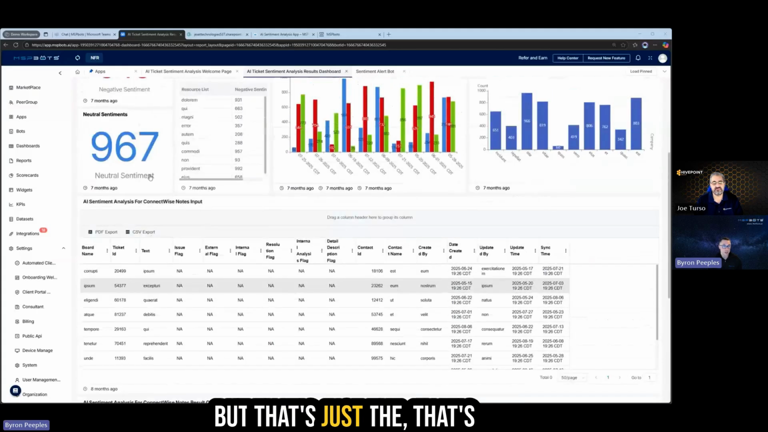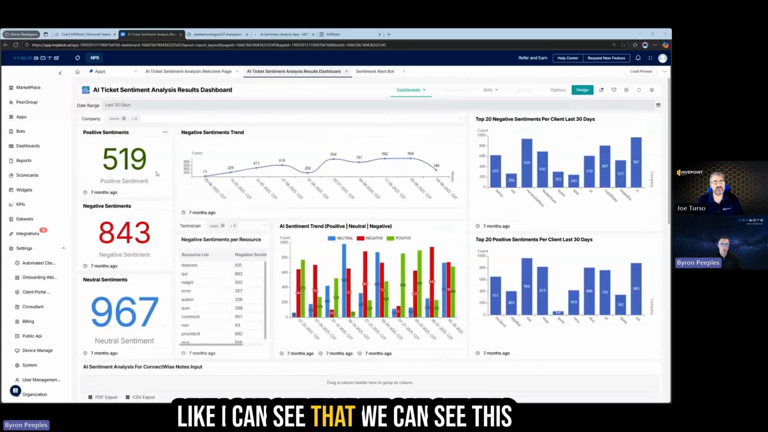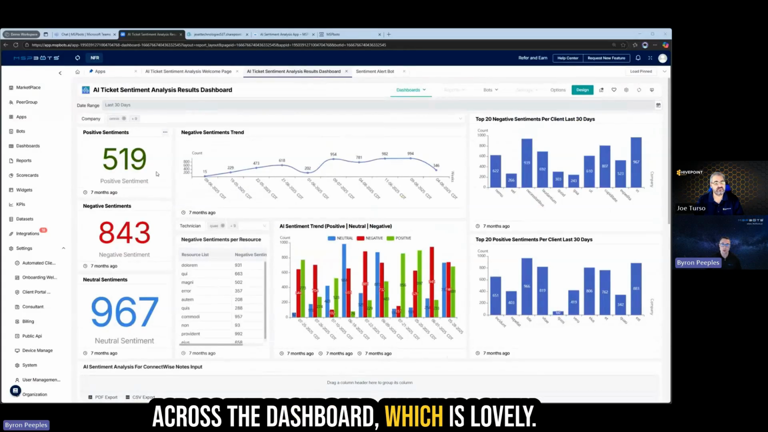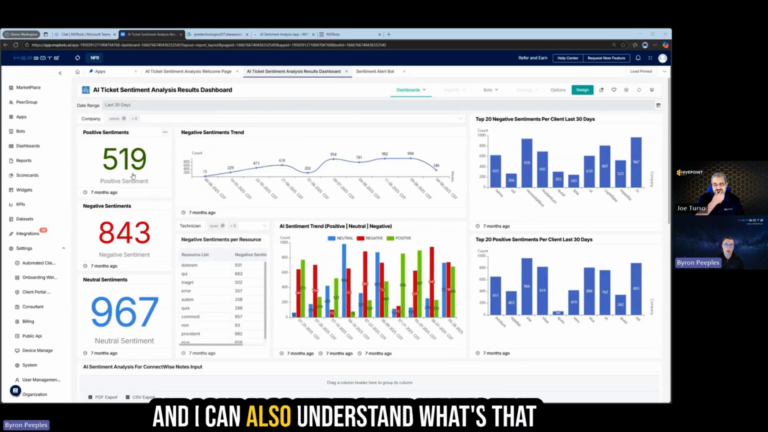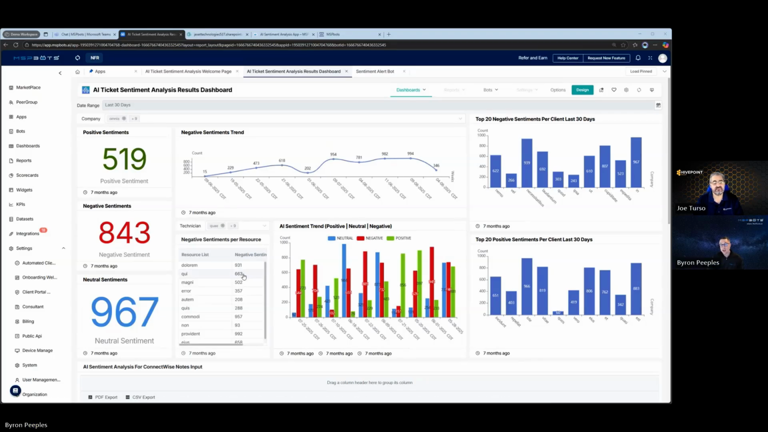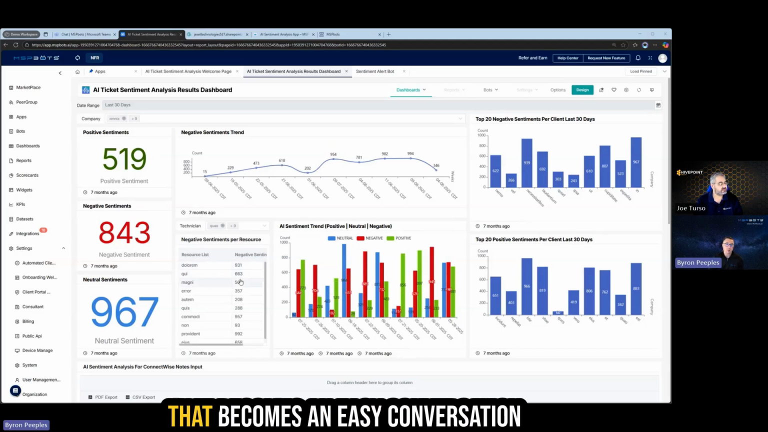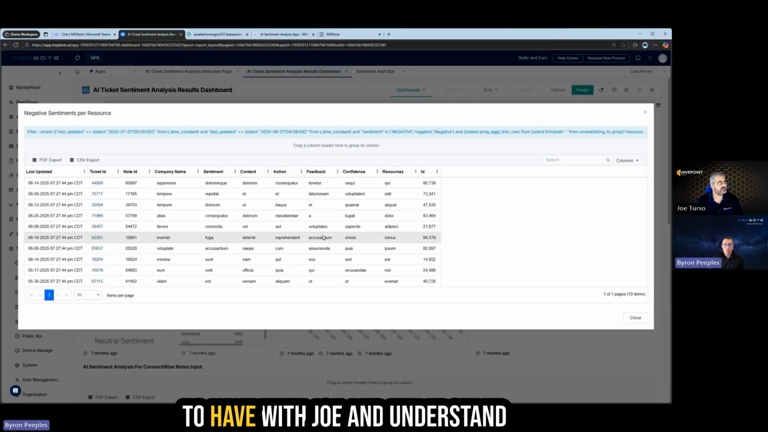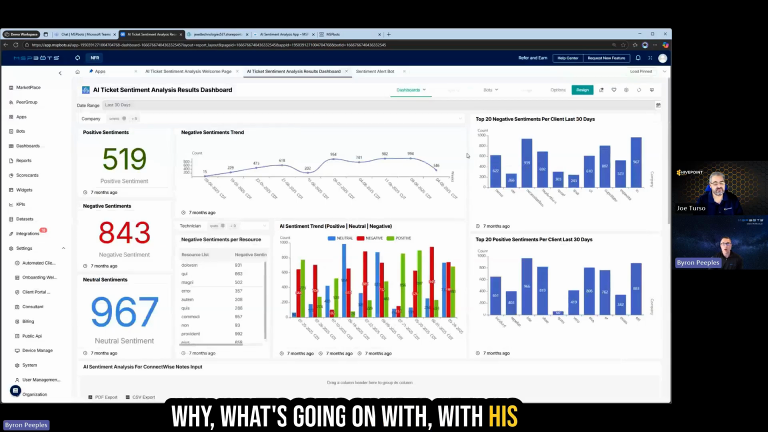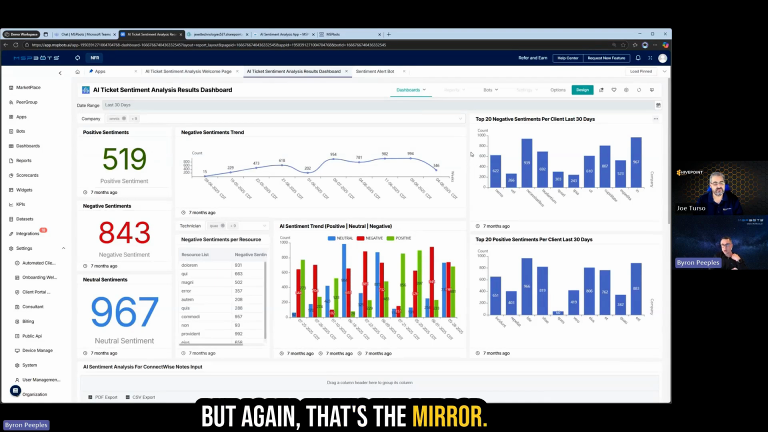But that's just the mirror, right? We can see this across the dashboard, which is lovely. And I can also understand what that sentiment trend is amongst my resources. If there's negative sentiment across multiple clients in one resource, that becomes an easy conversation to have with Joe and understand what's going on with his client interactions and why there is negative feedback across those clients. But again, that's the mirror.